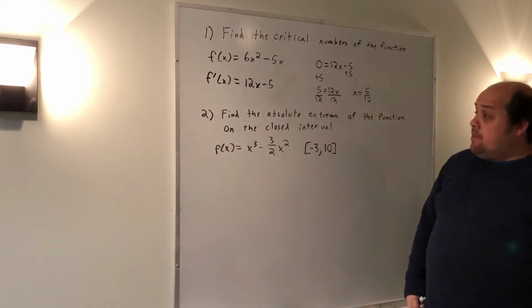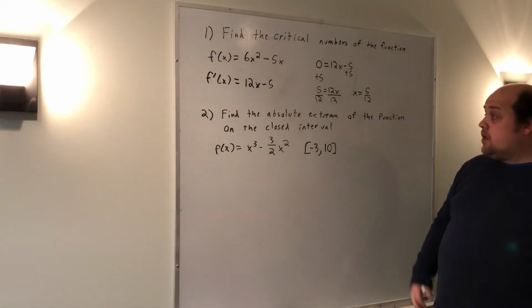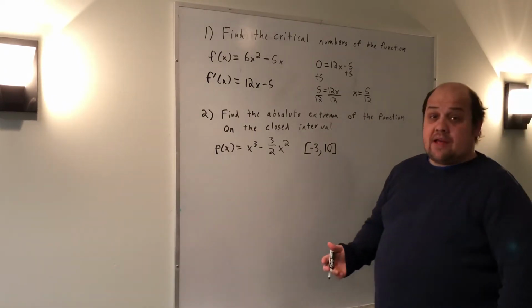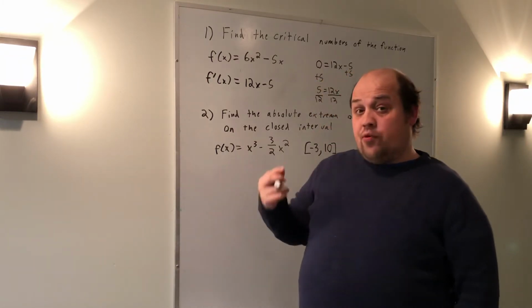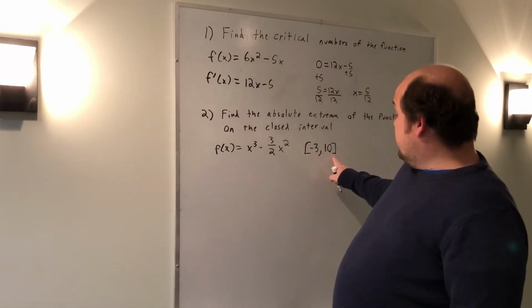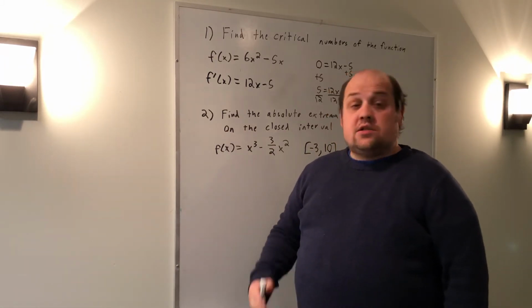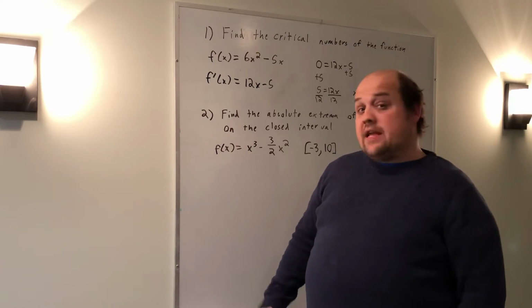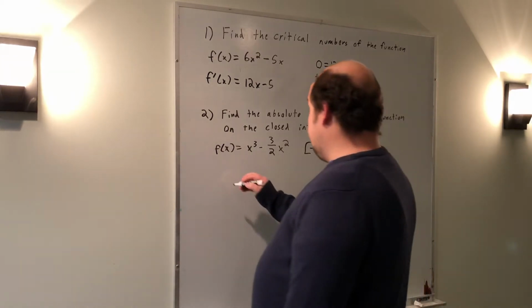For the second problem, it asked me to find the absolute extrema of the function on the closed interval. When I'm finding absolute extrema, I need to test 3 things. I need to test each endpoint, given that they're included, which these are based on the bracket, and I need to test any critical numbers. So the first thing I'm going to do is take the derivative, set it equal to 0, and use that to find any critical numbers.